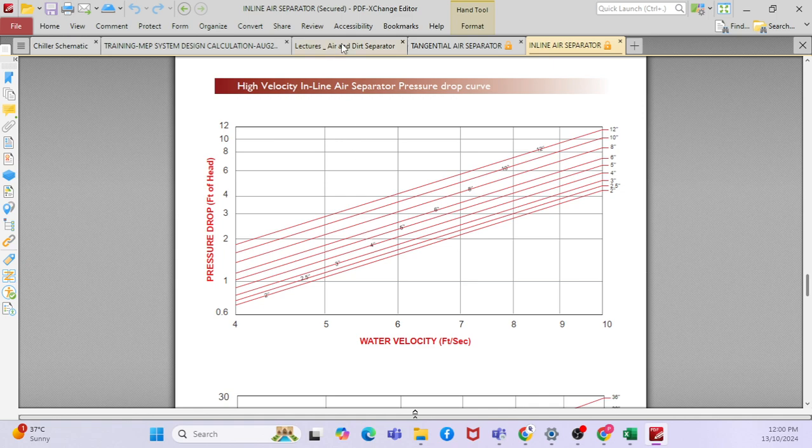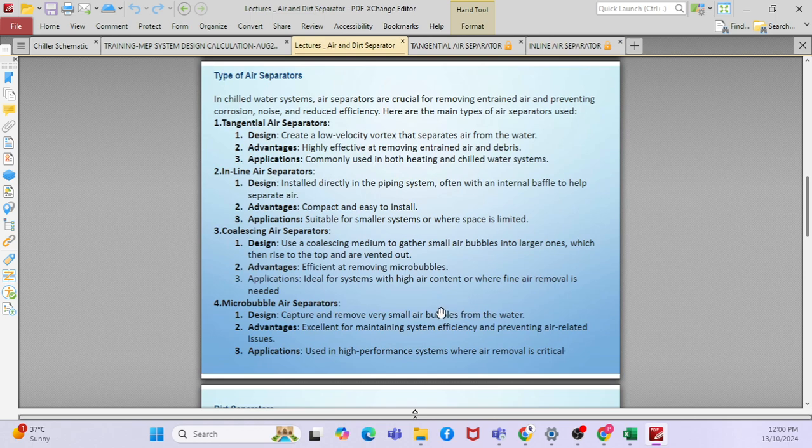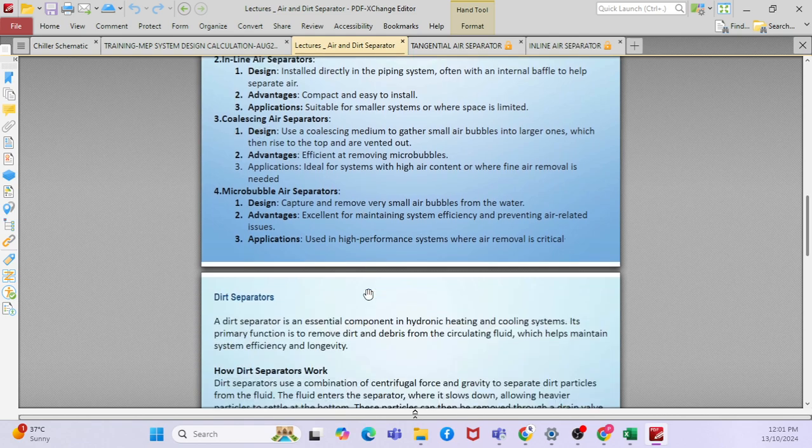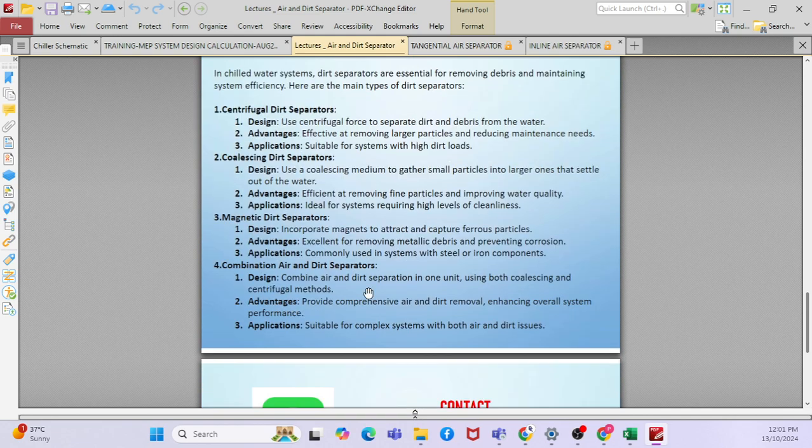You can go through this lecture, and I will also share some videos and animations showing how the air separator works, how the dirt separator works, and what the different types are. In a future video you may see one I'm preparing on how the magnetic dirt separator works. I saw some videos and I will share the link so you can watch. Is anyone having doubt regarding air and dirt separator?